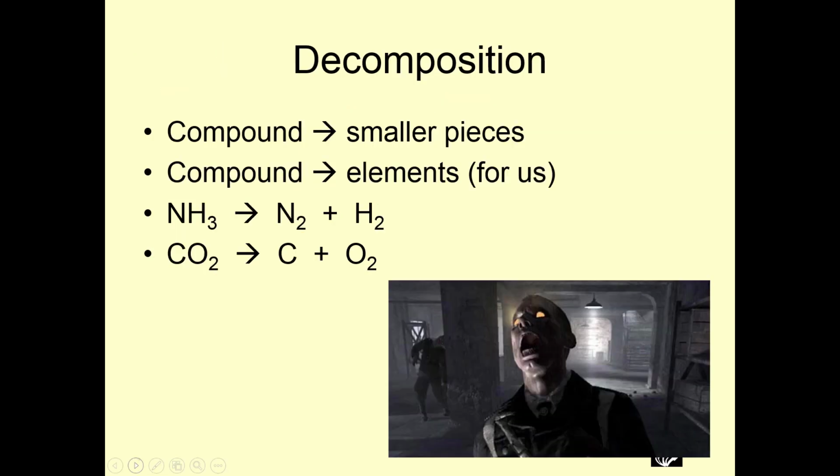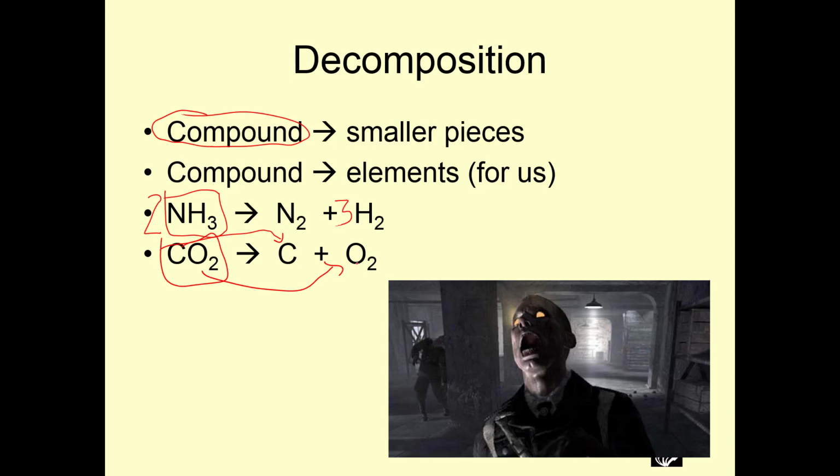Decomposition. A compound, a big thing, falls into smaller pieces. For us, we're going to have a compound that turns into elements. Notice this is one compound, it has bonds, and it turns into 2 separate elements. This is one and it turns to 2. This balancing thing makes a little more sense now. 2 nitrogens, 6 hydrogens. If I have CO2, it's going to fall apart into C and O2. So all I do is split it into elements? Yes, if you have one compound, all you do is split it into elements.